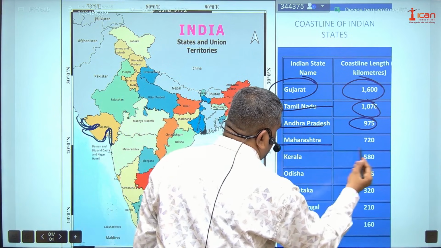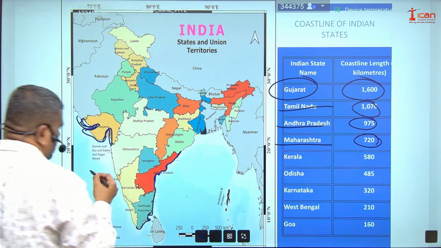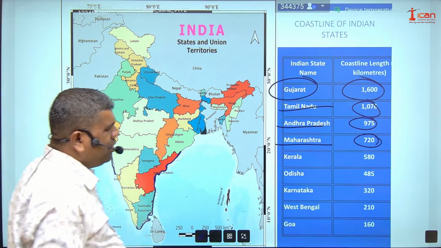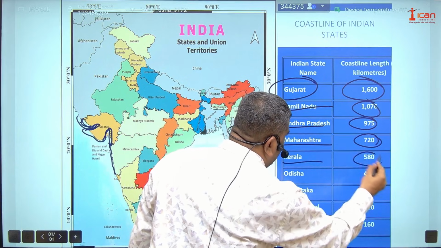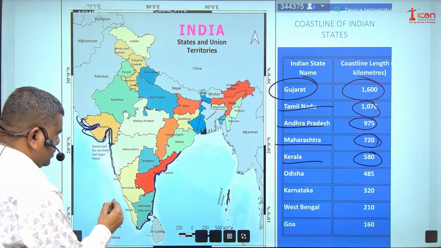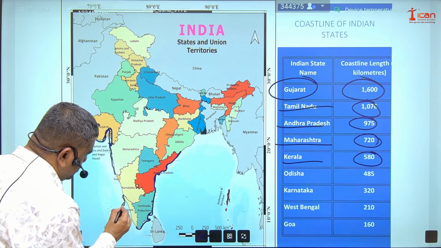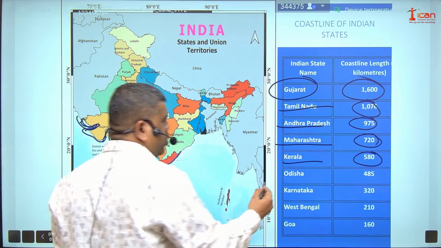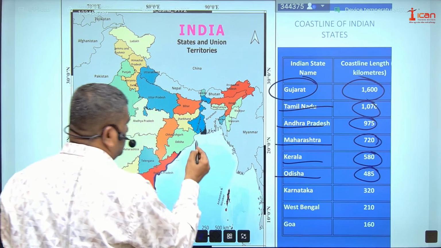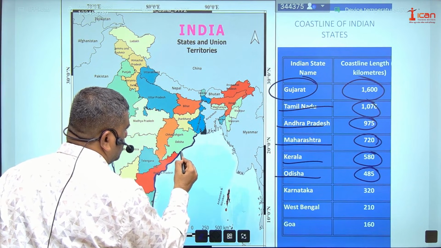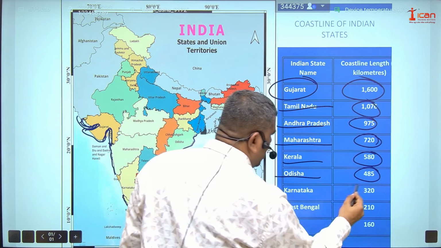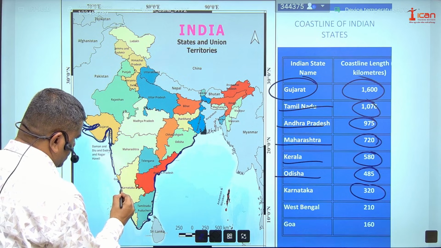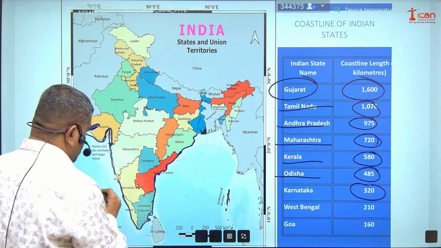Then there is Maharashtra, 720, almost a straight coastline. Not much difference, right? So it's a straight coastline. Then we have Kerala. Kerala is 580. This is Kerala. Here, it's a big, long sliver of land. Then we have Odisha, which is 485, starts from here. Then we have Karnataka, which is 320. This is Karnataka. This is 320.